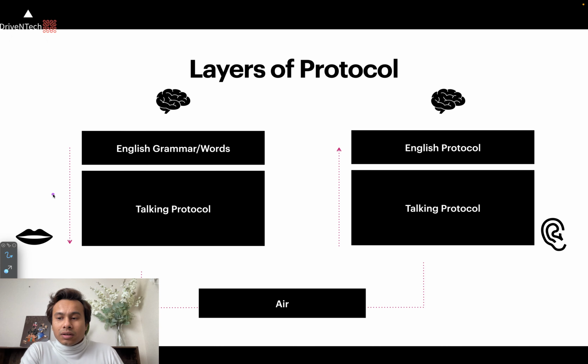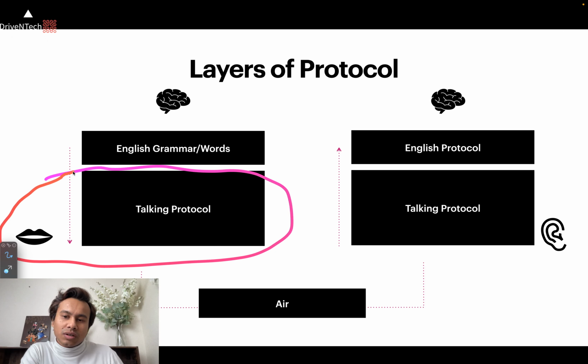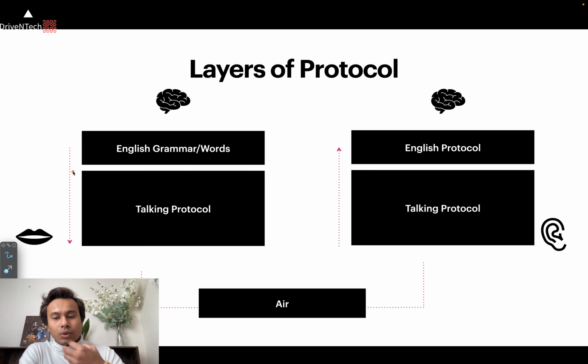And the first person should be able to speak something. So the talking protocol, how to convert those English words into sound, for time being we will call it talking protocol.